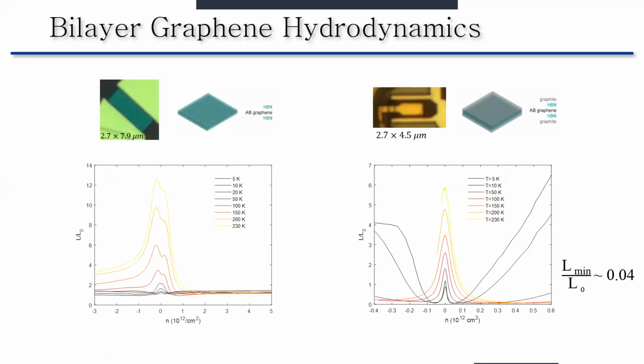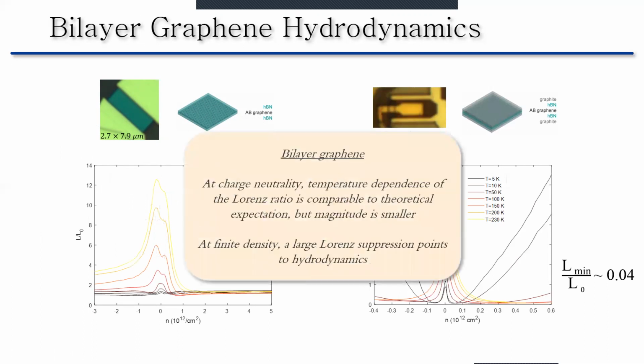So this is the story so far that we have. Let's try to summarize that. In bilayer graphene, we observe that at charge neutrality, we have a temperature dependence of the Lorentz ratio that is roughly comparable to theoretical expectation, but the magnitude is smaller actually in our cleaner case, which we don't yet understand. At finite densities, there's a large Lorentz suppression, which shows up in our cleanest device, which is our best evidence for a strong hydrodynamic regime that's arising at that low density. At higher densities, we have to do more work to find out what's going on.